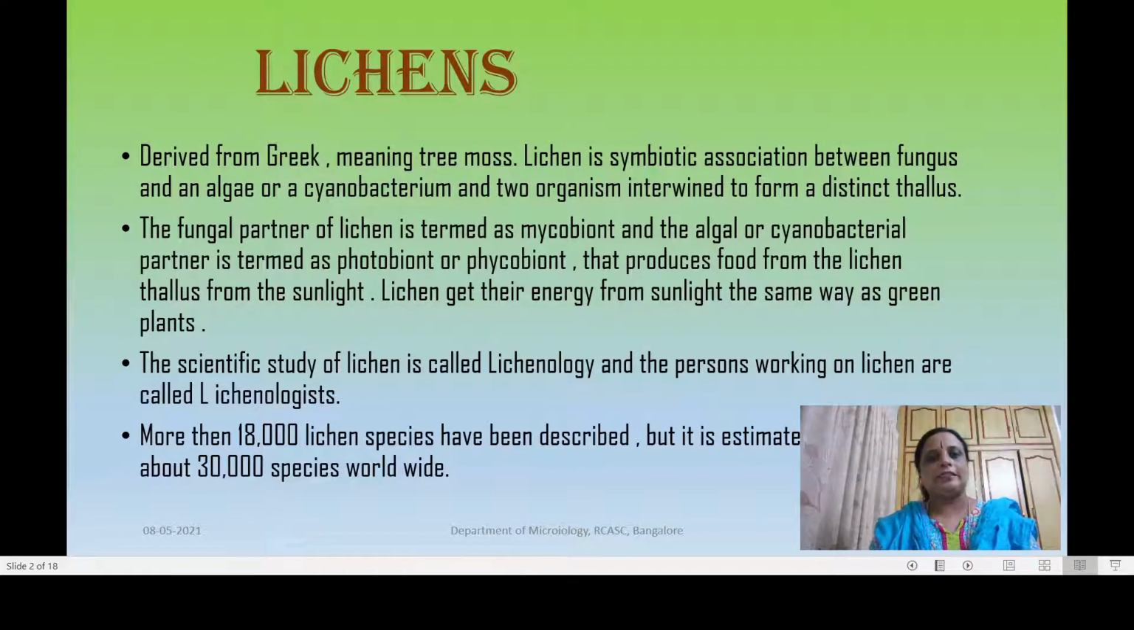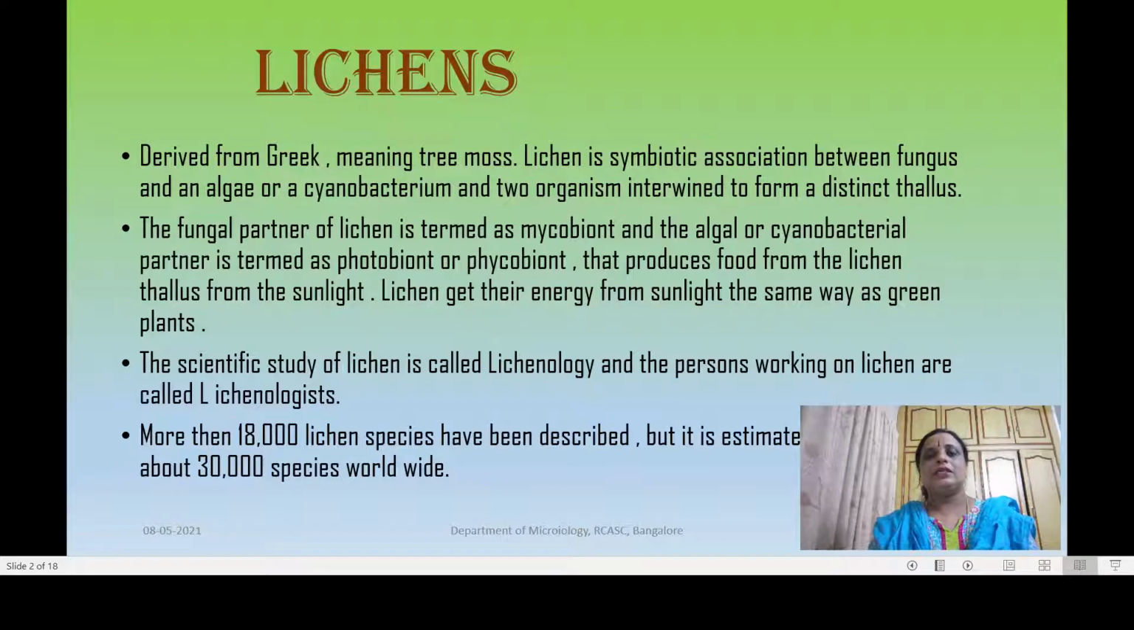So you all know the lichens. These are the symbiotic association with algae and fungi that we know from past many years, would have studied. The word lichen is derived from Greek meaning mosses, tree mosses. Lichen is a symbiotic association between a fungi and an algae or the cyanobacterium, where these two organisms, usually green algae or blue-green algae, along with the fungi, especially Ascomycetes fungi or a Basidiomycetes fungi, associate and form the distinct thallus.